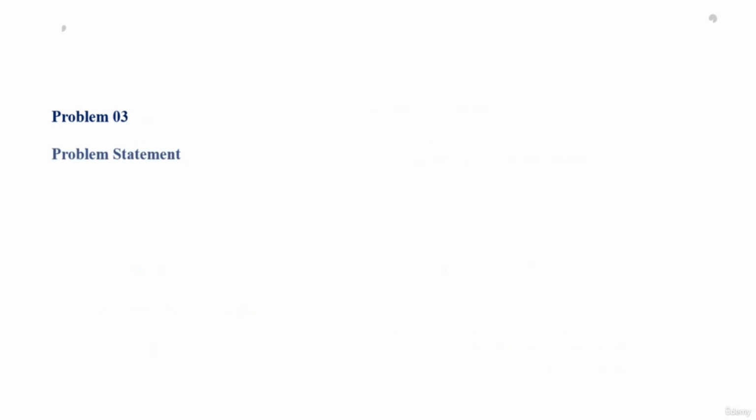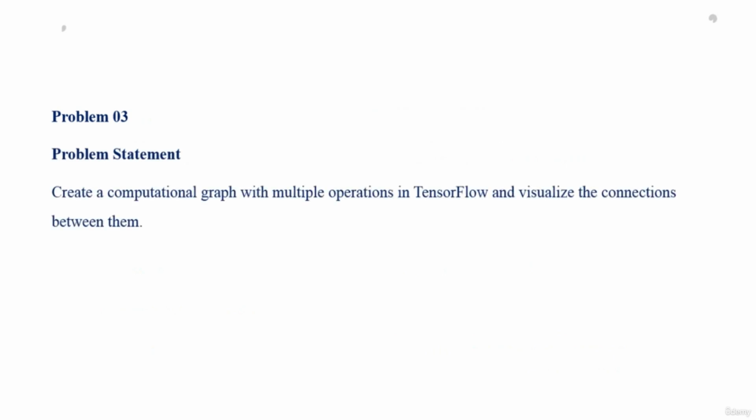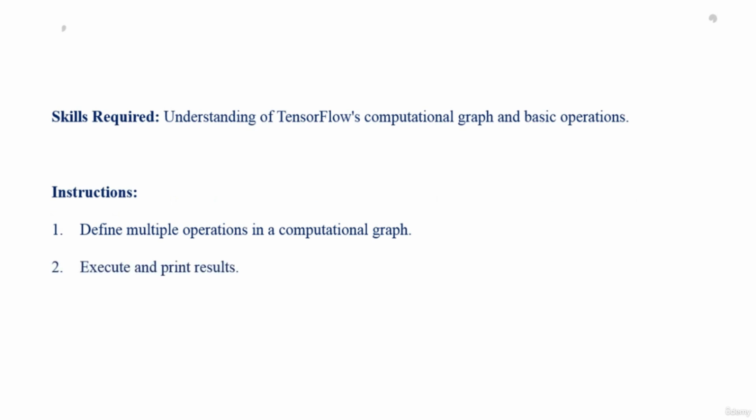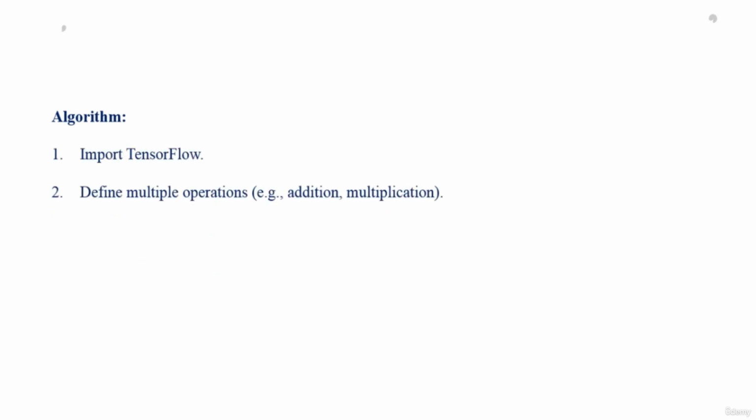Problem 03. Problem statement: Create a computational graph with multiple operations in TensorFlow and visualize the connections between them. Skills required: understanding of TensorFlow's computational graph and basic operations. Instructions: Define multiple operations in a computational graph. Execute and print results. Algorithm: Import TensorFlow. Define multiple operations, for example addition, multiplication. Create a session and run the operations.